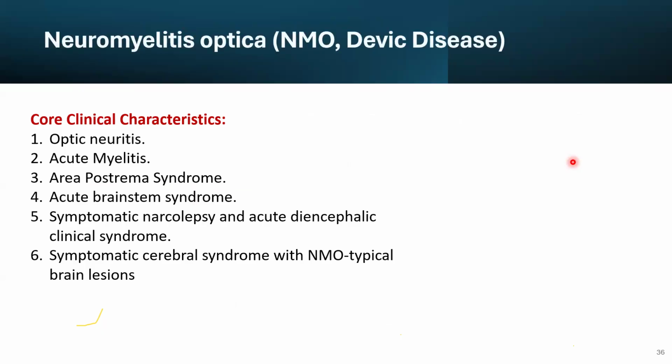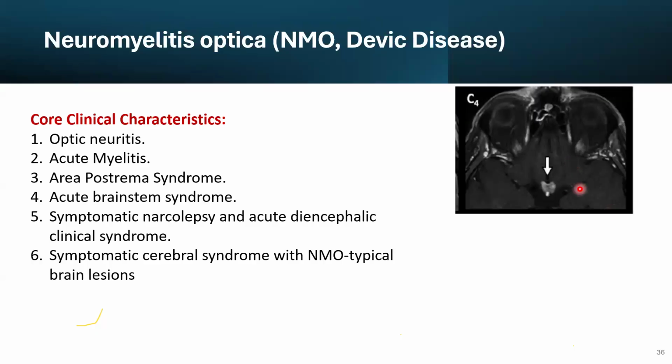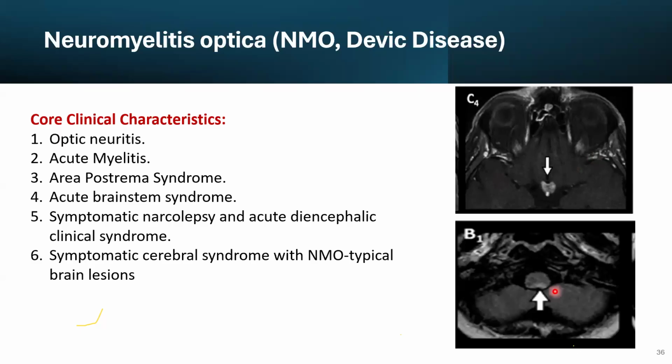They can come with optic neuritis, acute myelitis, area postrema syndrome. This is the MRI finding in NMO. You can see the enhancement here in the posterior part of the optic nerve at the area of the chiasm. If you see this, suspect NMO. And this is the area postrema syndrome. You can see the enhancement in the dorsal part of the medulla.